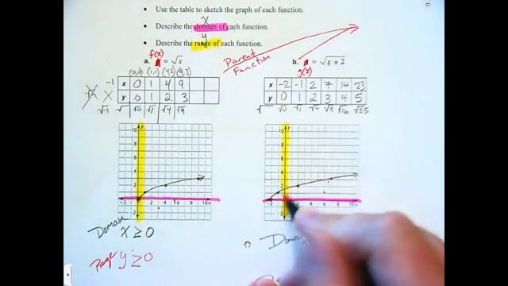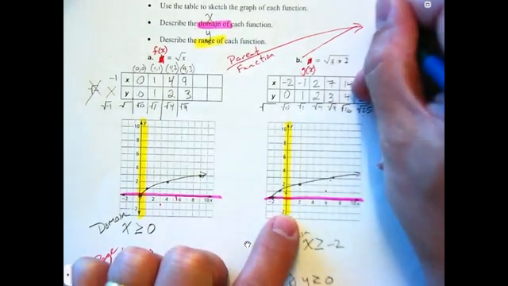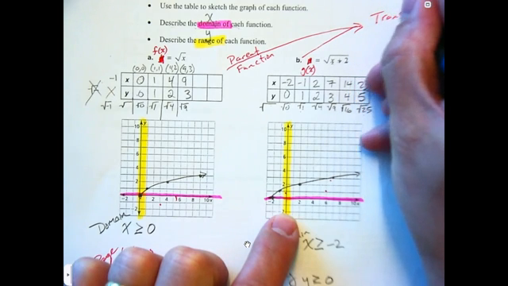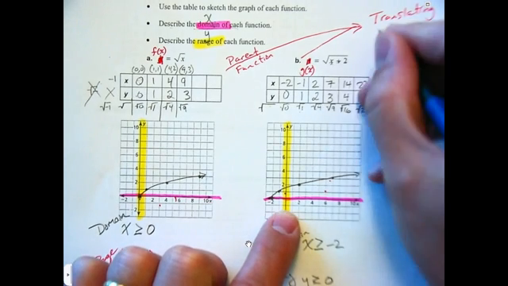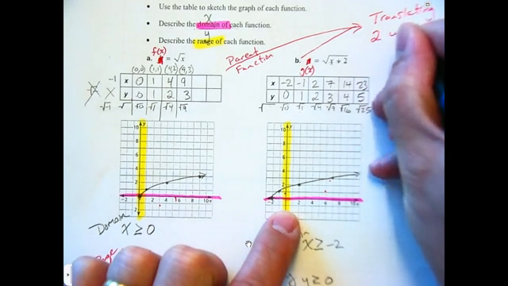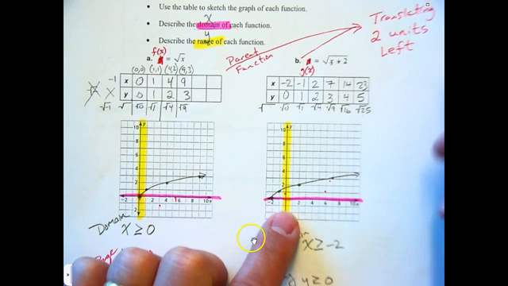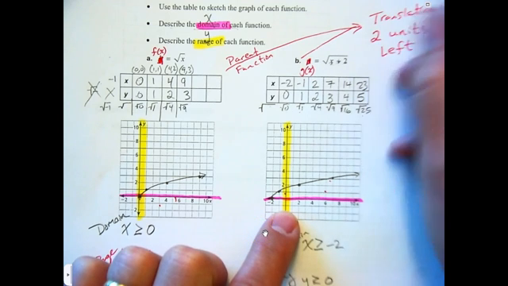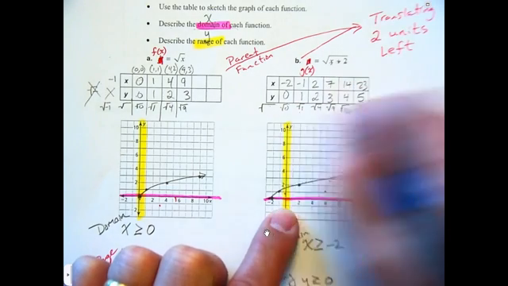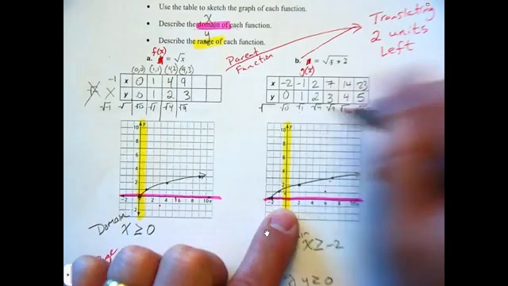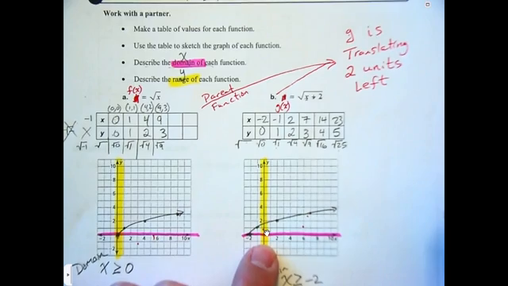In terms of the picture, Kai says it's a horizontal translation. Translation means you slide. So we're translating it. I'm not going to make us say horizontal, but that's good. Translating 2 units left. So translating 2 units left. We should say which one is translating 2 units left, f or g? g. g is translating 2 units left.